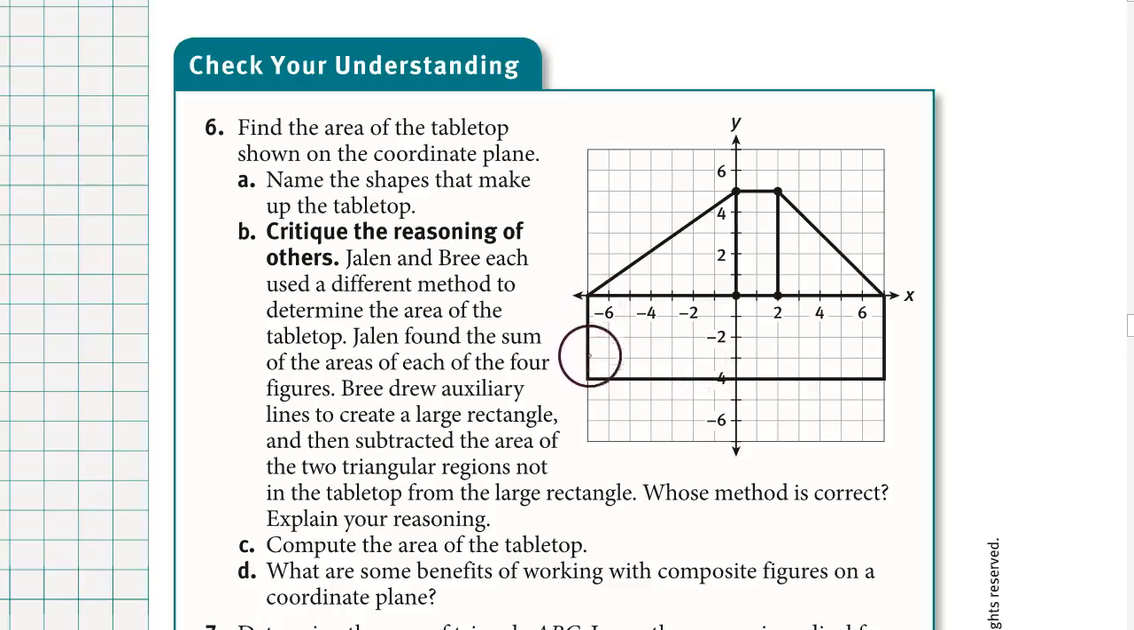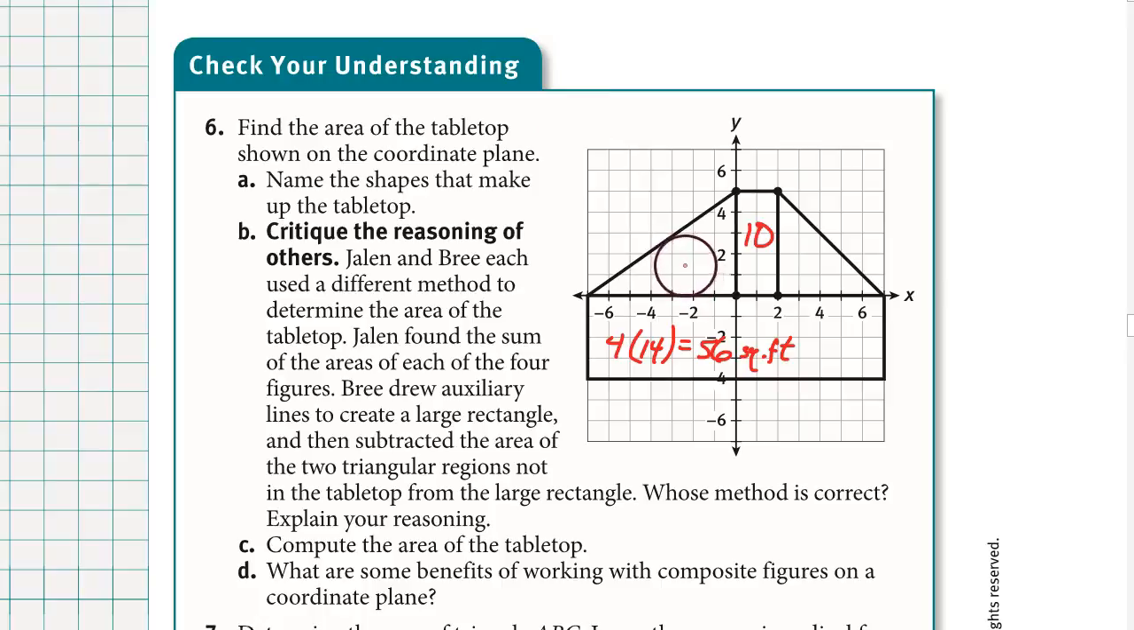Let's first find the area of the large rectangle on the bottom. It is 4 tall and it is 14 long. So 4 times 14 is 56 square units. Then we could find the area of this small rectangle located here. It's 2 wide and 5 tall. That's 10 square feet. For our triangle pieces, we'll use our formula for area of a triangle.